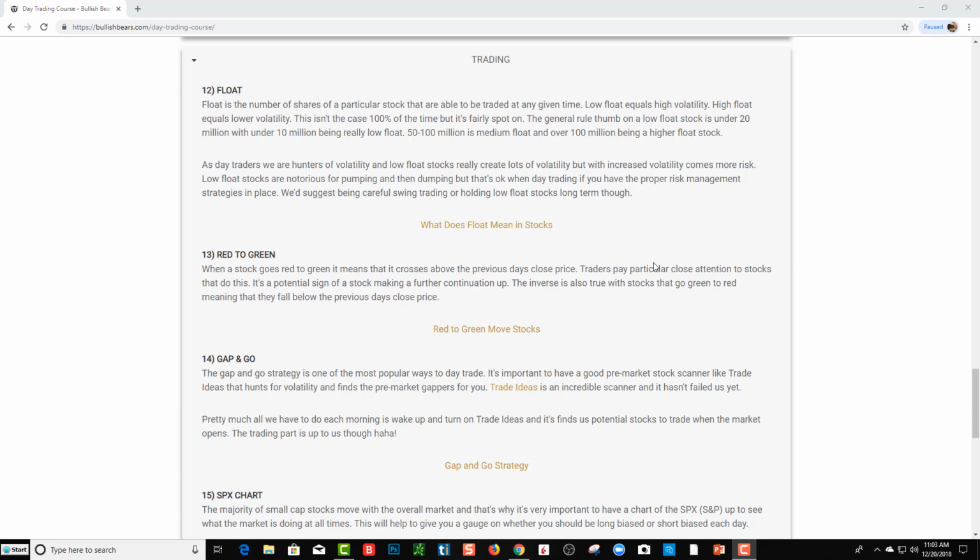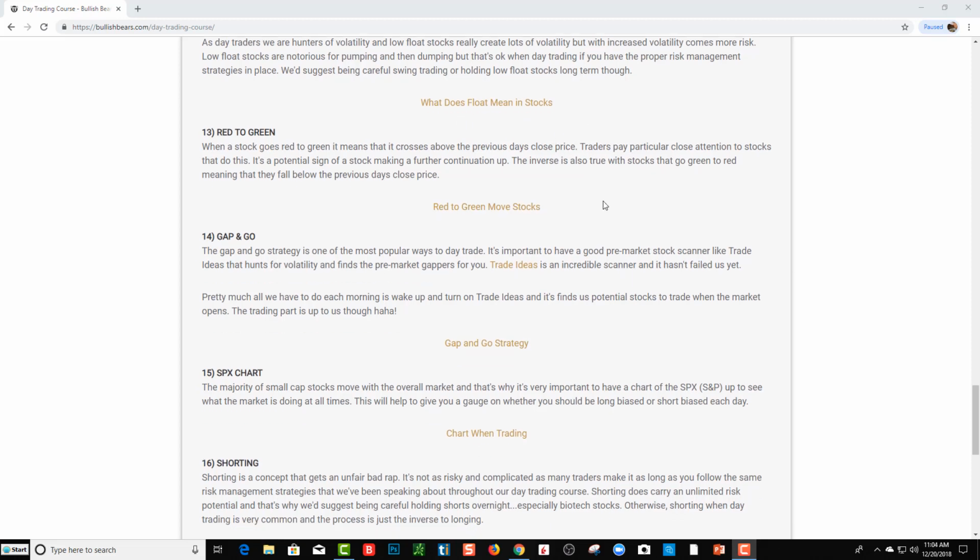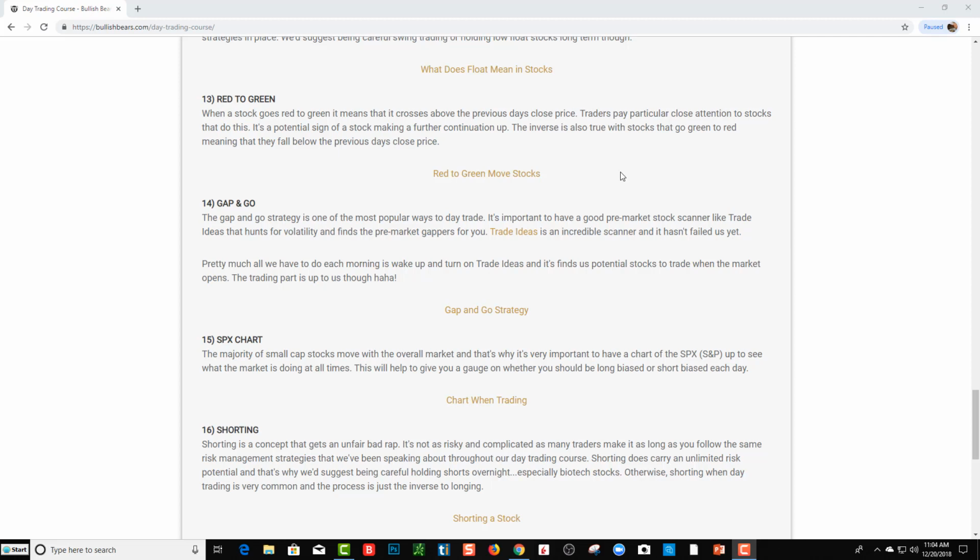But we talk about float, those low floaters, those are the ones that move up. They pump and dump very quickly. The higher the float, the slower a stock tends to move. Again, not always 100% the case, but that's the typical gauge. So we explain float and how it affects stocks, especially when day trading.